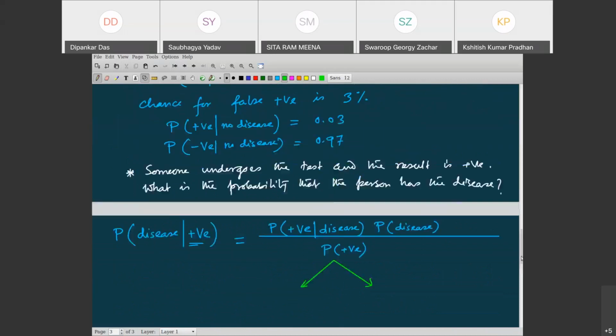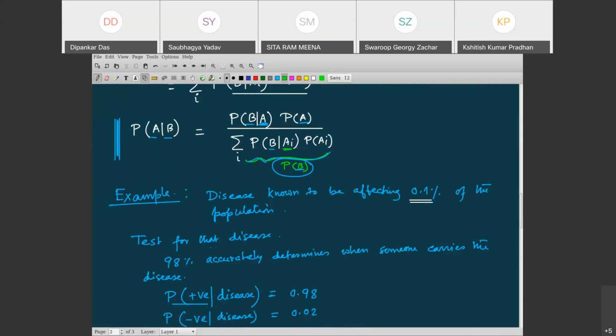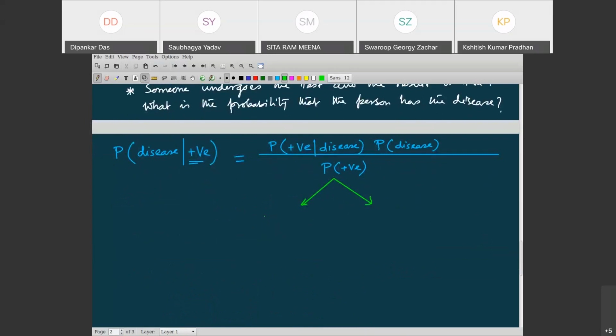So this A_i will now run from 1 to 2. So either you have the disease or you don't have the disease, times P of A_i. Let me write it down. So the P of testing positive will be P of testing positive given you have the disease, times the probability that you actually have the disease. And the second term, let me write it in a different color. So this is P of testing positive even if you don't have the disease, times the probability of having no disease at all.